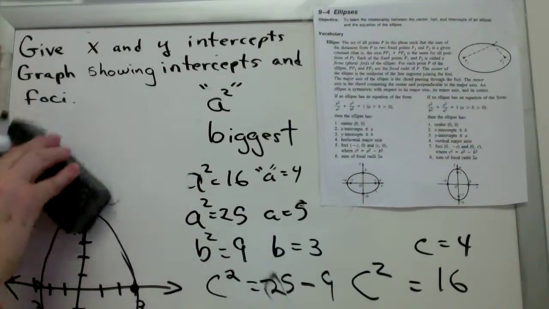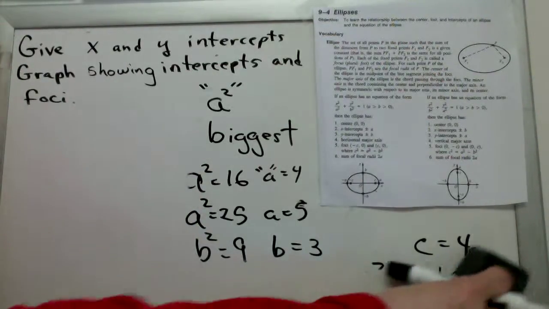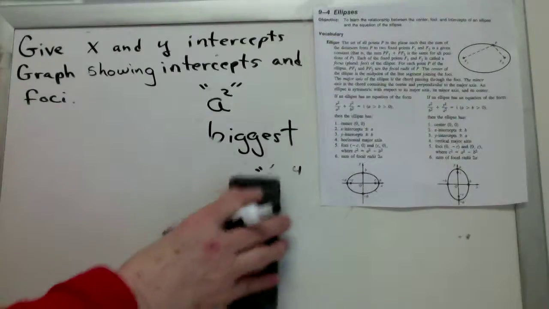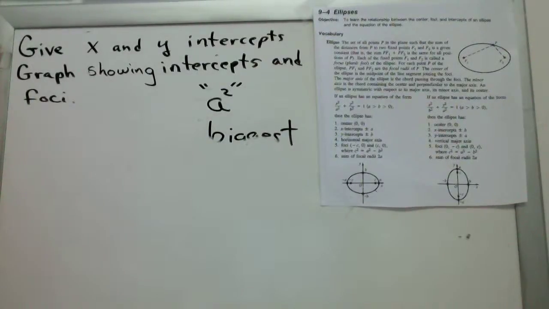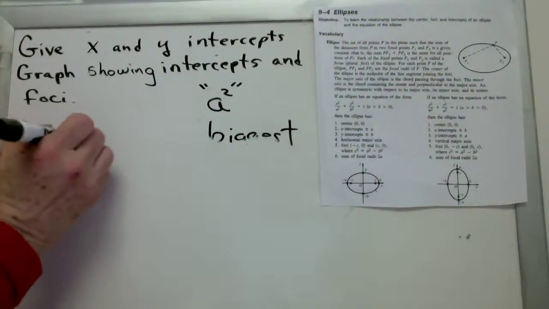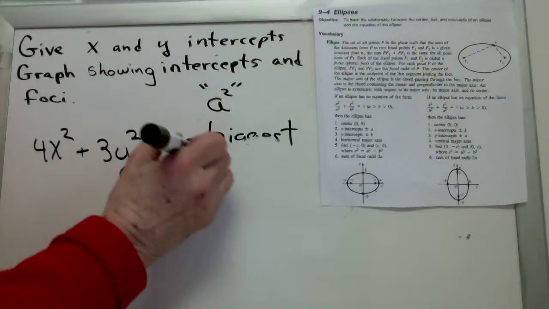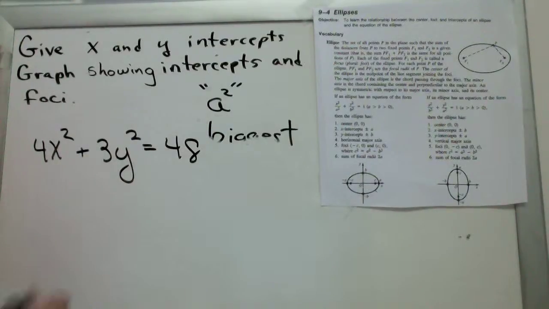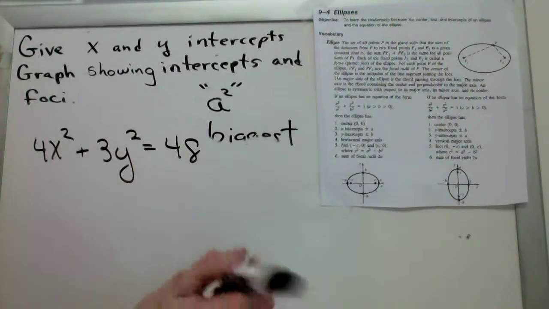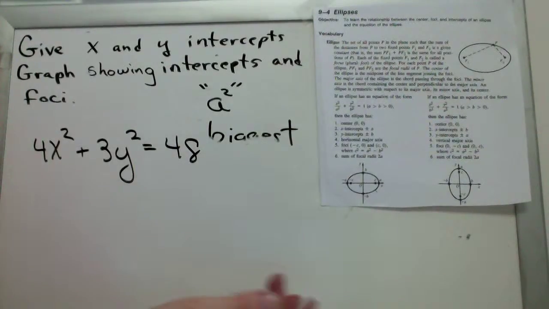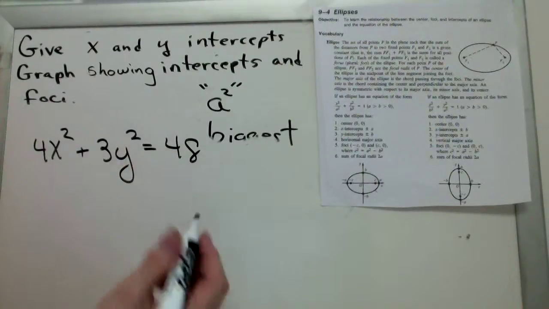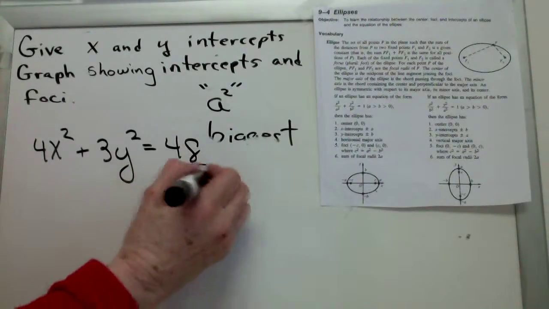I'm going to show one more part of an example. Okay, sometimes when you're given the equation, it doesn't look quite so nice. For example, what if I had 4x squared plus 3y squared equals 48? That doesn't look like the proper ellipse equation. Notice both of those are equal to 1. Well, this one's equal to 48. What gives? Divide everything by 48. We can make it a 1.